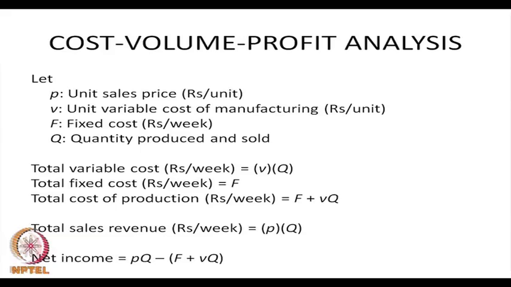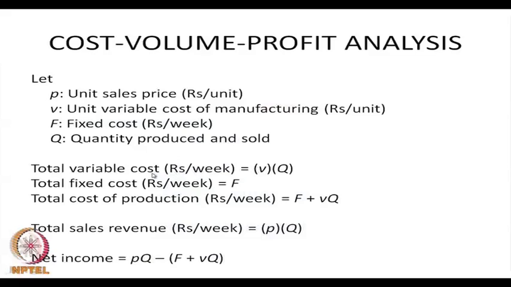First, the total variable cost. If the unit variable cost is small v and if the quantity produced is capital Q, then the total variable cost will be equal to small v into capital Q. That is what we have written here. The total variable cost is v times Q. The total fixed cost is capital F, it does not change with Q. Therefore, the total cost of production is the sum of these two costs, variable cost and fixed cost, which is equal to F plus v times Q.